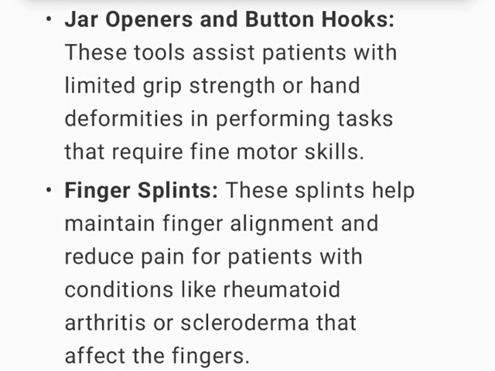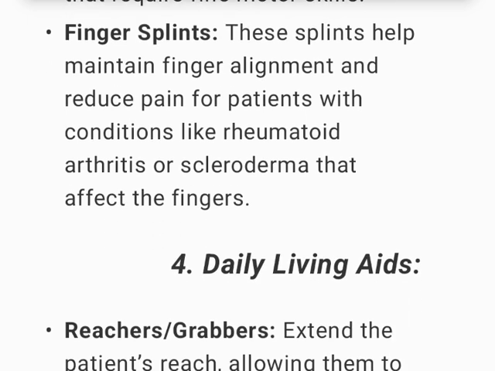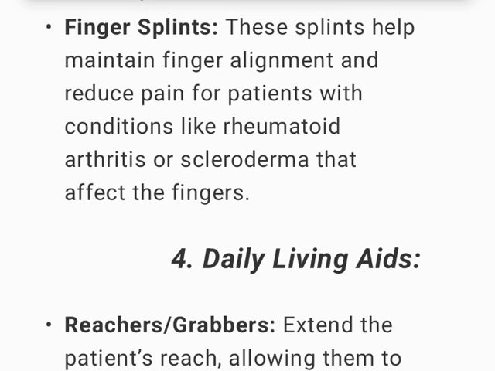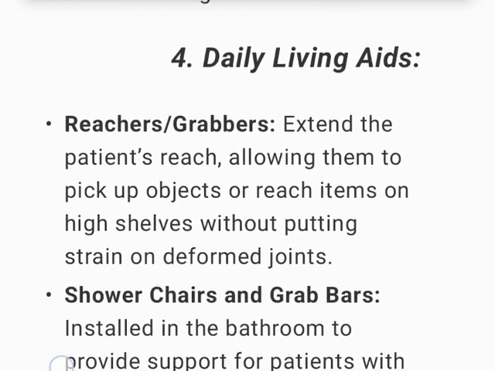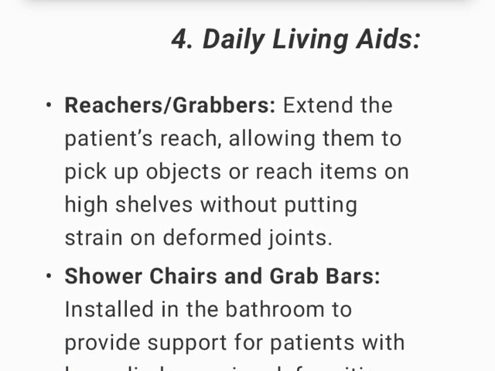Jar openers and button hooks. These tools assist patients with limited grip strength or hand deformities in performing tasks that require fine motor skills. Finger splints. These splints help maintain finger alignment and reduce pain for patients with conditions like rheumatoid arthritis or scleroderma that affect the fingers.